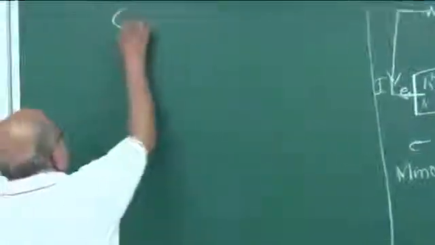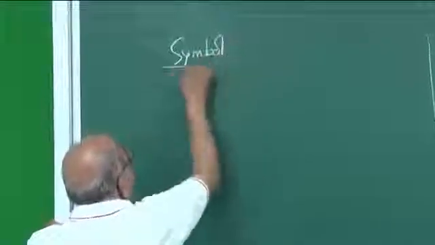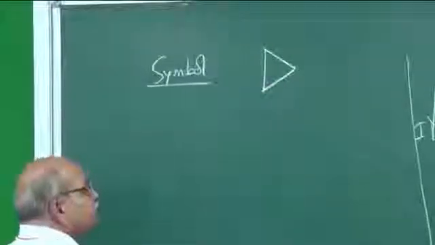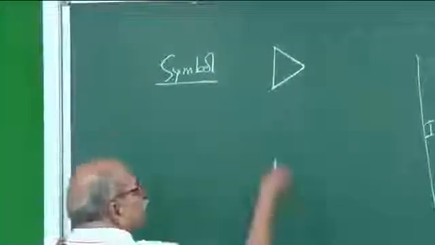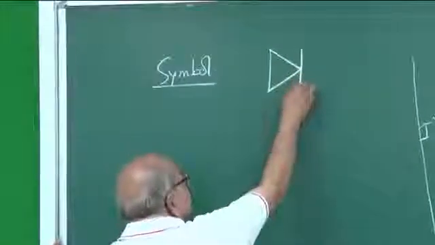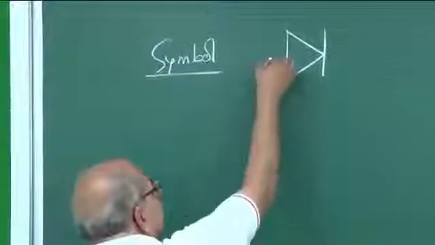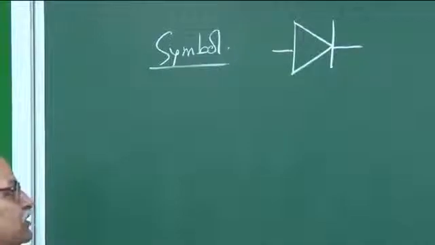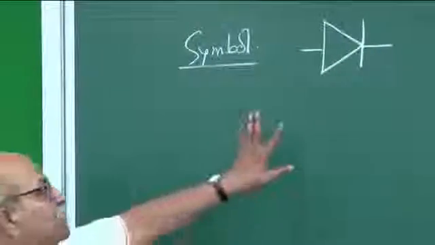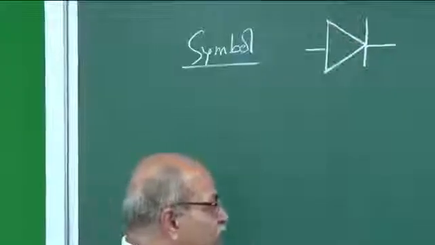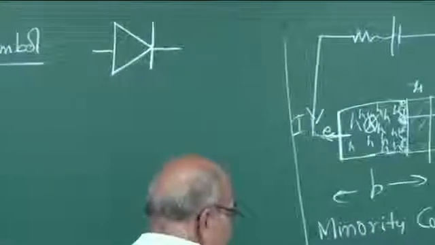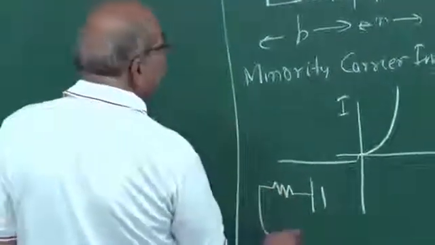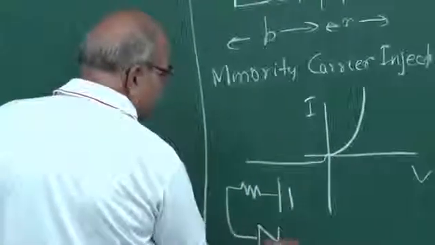The symbol for that is: you draw a triangle, this kind of isosceles triangle, and put a line at this vertex, and then these are two lines here. So this is the symbol for a diode. Whenever in the circuit we have to show a diode, we will be putting this. So if I redraw this circuit, it will look like this: I have a cell, I have a resistance, and then I have a diode.